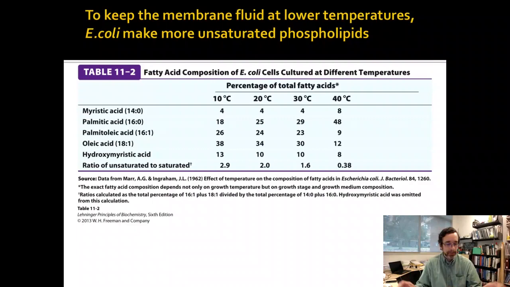The whole idea is that you have the ratio of unsaturated to saturated lipids, and you have more unsaturated lipids at colder temperatures, precisely because the unsaturated ones make the membrane more liquid. There's a point of liquidity that the membrane tries to maintain. And the way it can maintain that is just by making double bonds.